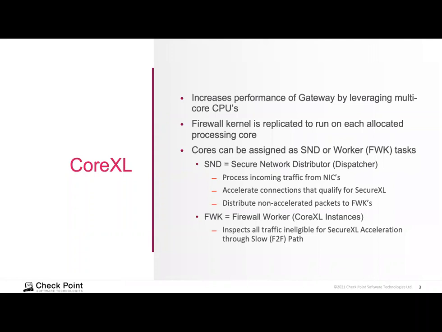The FWK, or firewall worker, or Core XL instance, again, a lot of these terms used interchangeably, are the other task that inspect all the traffic that is ineligible for Secure XL acceleration through the slow F2F path.